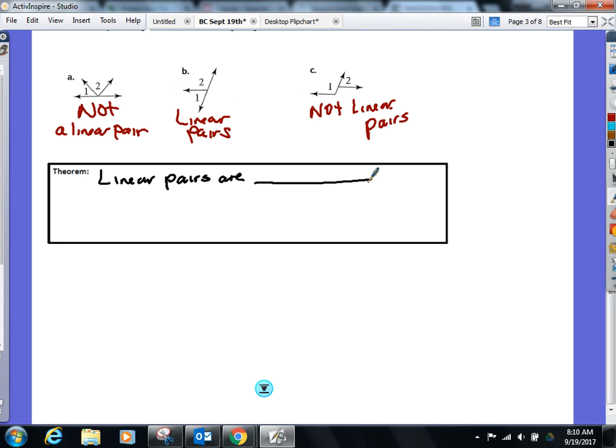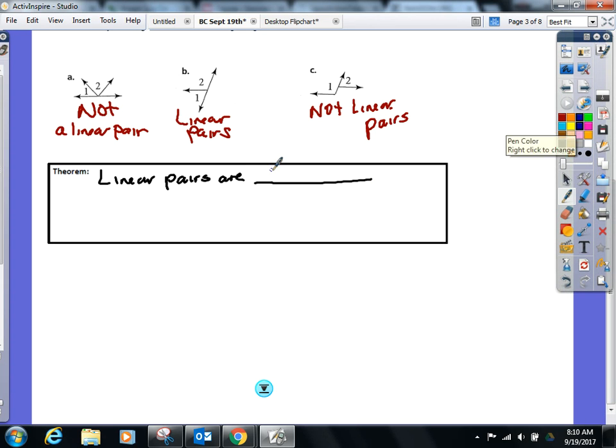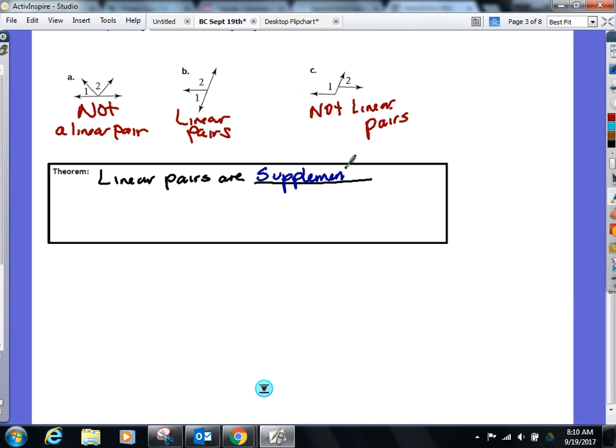That should be a big hint. Linear pairs are, and I don't want adjacent. They are adjacent, I get, yep, but that's not the word I want here. Linear pairs are, yes, they're adjacent, but they're also, Juliana? Supplementary, there we go. There's our first theorem. Linear pairs are supplementary. Congratulations, everyone.